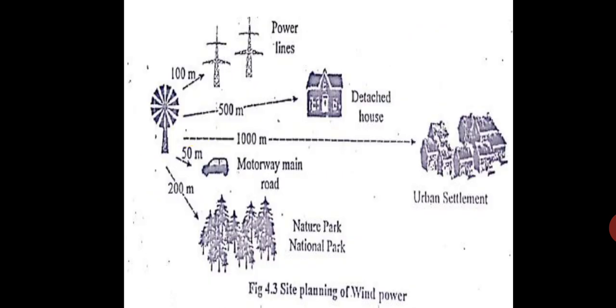So you can see that whatever we have discussed is shown graphically here. An urban settlement means 1 kilometer, say 1000 meters away, you can have a wind turbine. Similarly, for a nature park or national park, you should be 200 meters away. Even the main road should be 50 meters away. The power line should be almost 100 meters away, and individual houses should be 500 meters away. So these are the guidelines.